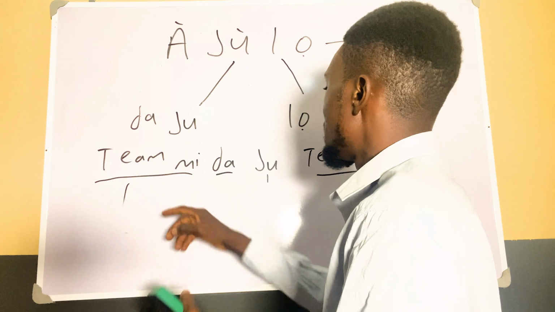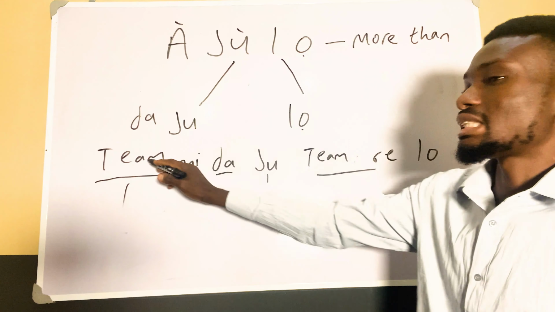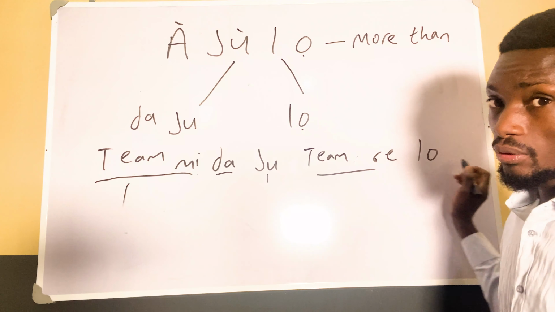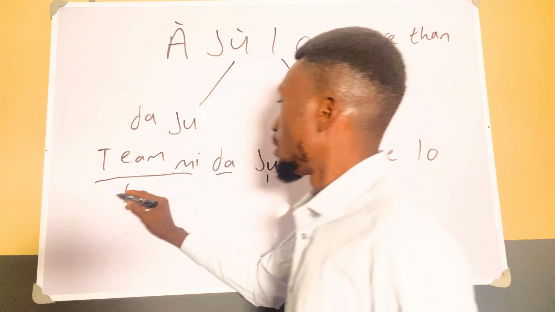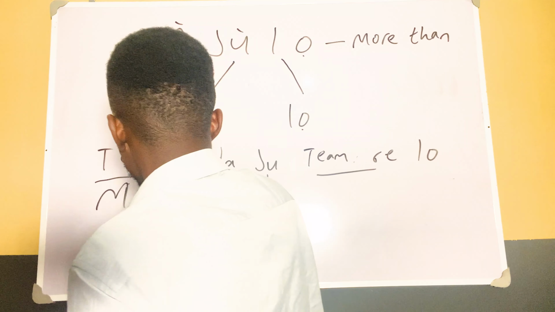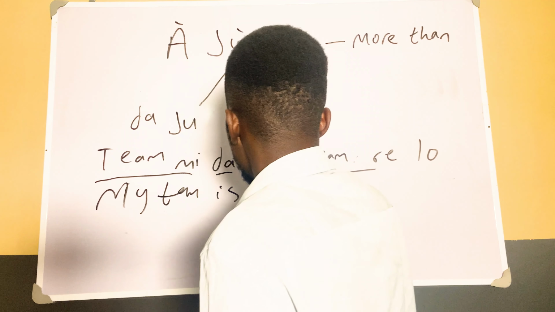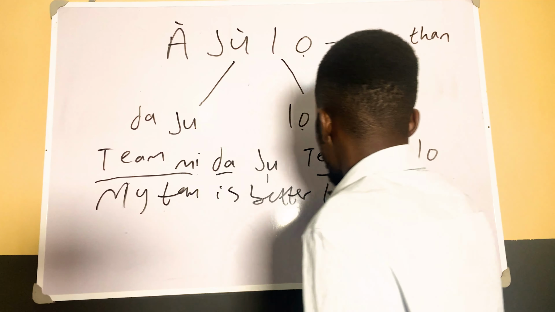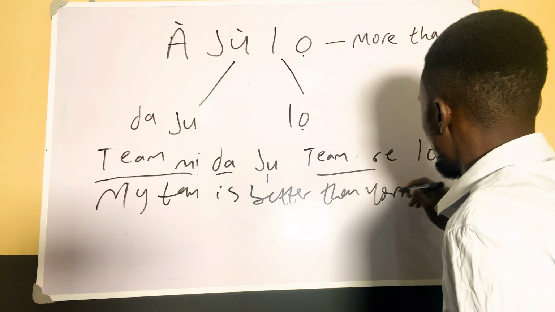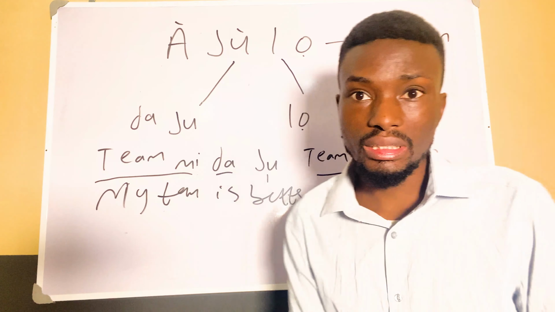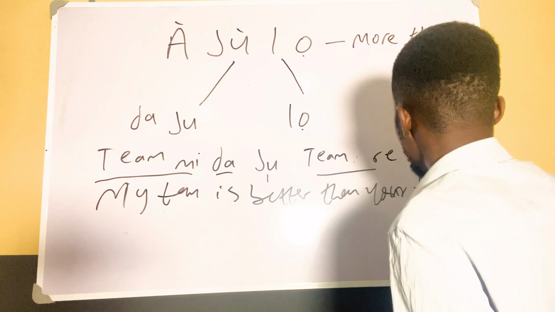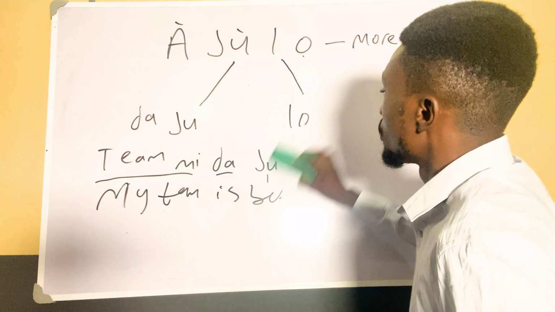So you can say team mi da ju team relo. Team mi da ju team relo. That is, my team is better than your team. My team is better than your team. So that's just how to use comparison in the Yoruba language.